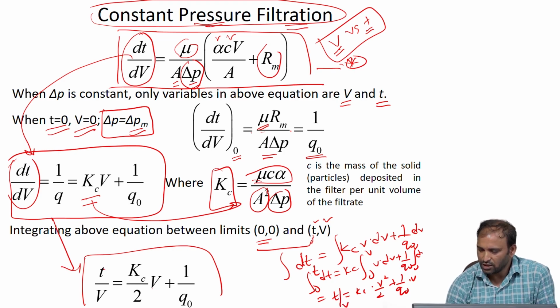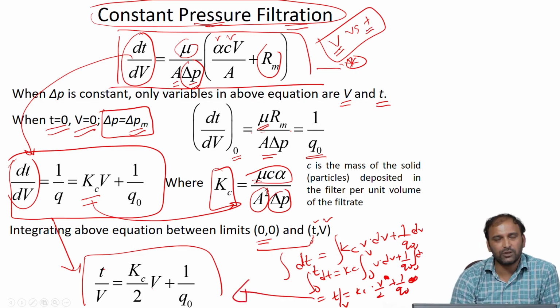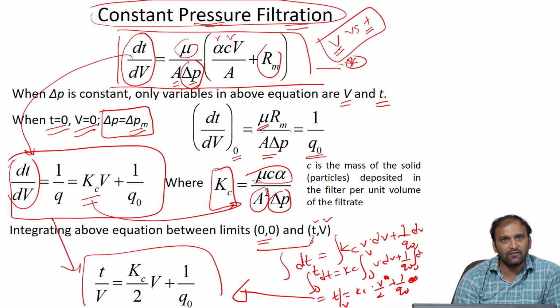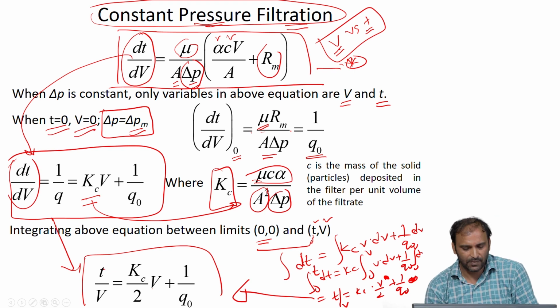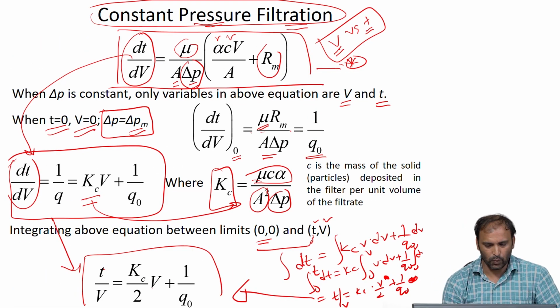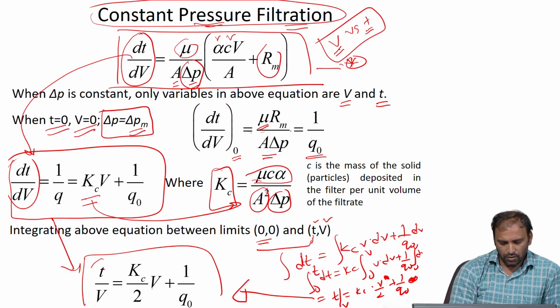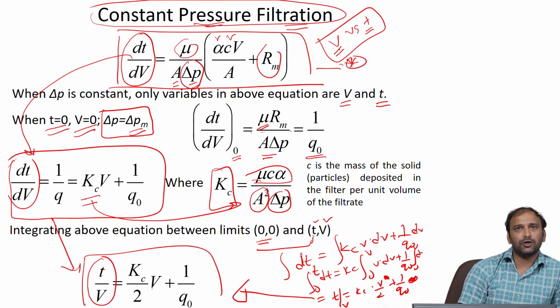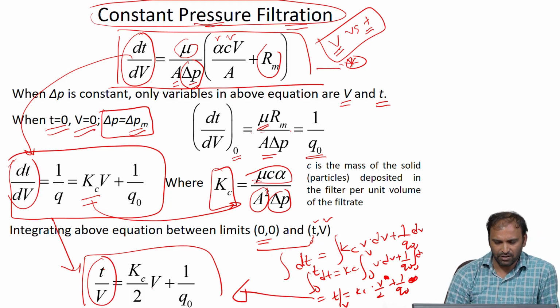Okay, therefore I can divide everything by V. This becomes t over V, and one V essentially goes, and this also goes. So you basically end up with an expression which is t by V is equal to Kc by 2 into V plus 1 over Q0. Okay, so we have developed a working equation which tells us the dependence of t and V during the process of constant pressure filtration.